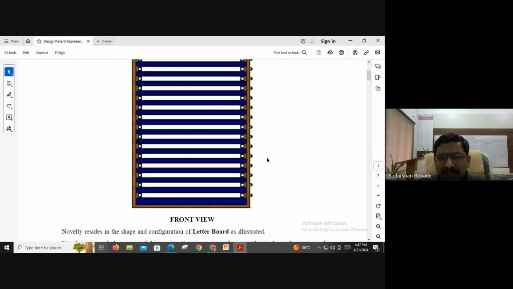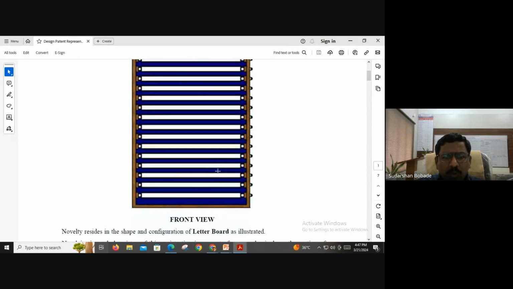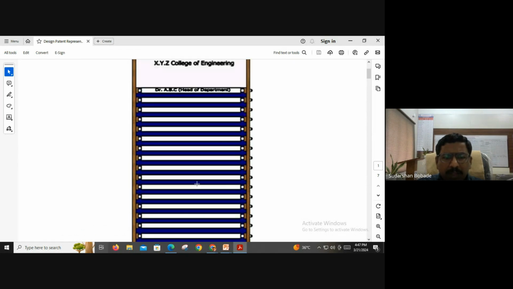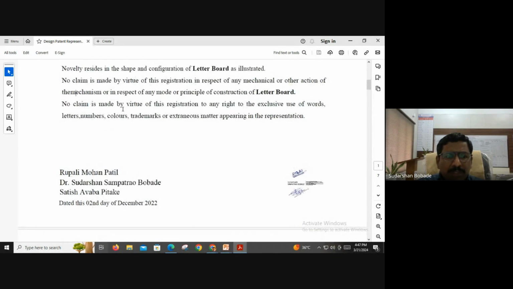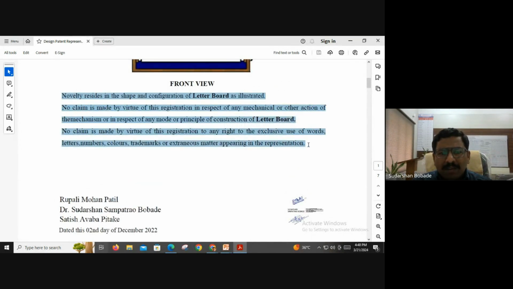These are the rotating planks. Related to the rotation, if any other alternative arrangement is available, or it already has a utility patent, I don't have any claim related to that. I am only concerned about this particular letterboard. No claim is made by virtue of the registration to any right to the exclusive use of words, letters, numbers, colors, trademark, or extraneous matter appearing in the representation. This is the way we have to write the description.